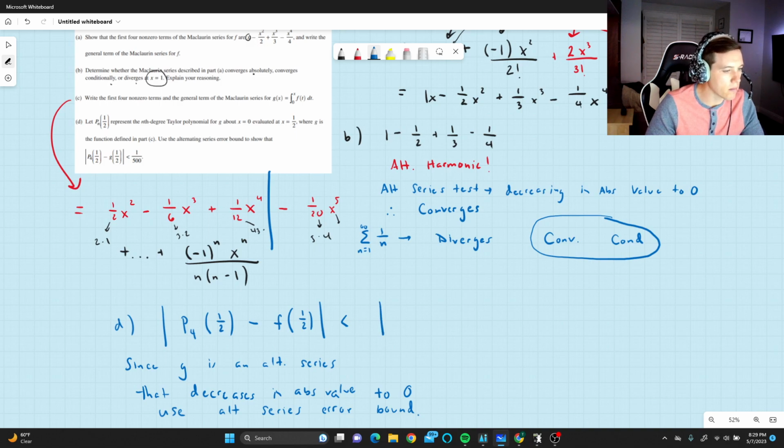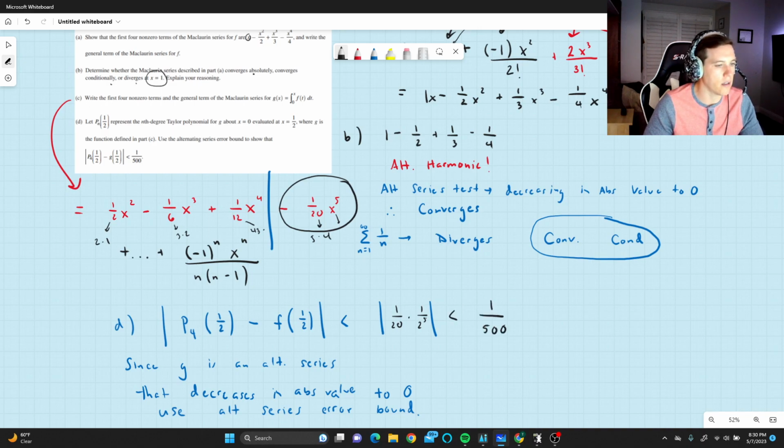So since we're using the error bound just means plug into the next term, which is this term. And remember, it's absolute value, so you don't even have to worry about the negative. It'd be 1 over 20 times 1 over 2 to the 5th, because we plugged in 1/2. 2 to the 5th is 32. 32 times 20 is bigger than 1 over 500. I don't even need to solve it. That's it. Done. Because you said that I'm allowed to use the alternating series error bound. I found the alternating series error bound, and that value is less than the value you set for me to find, so I've shown it. And that's all you have to do.